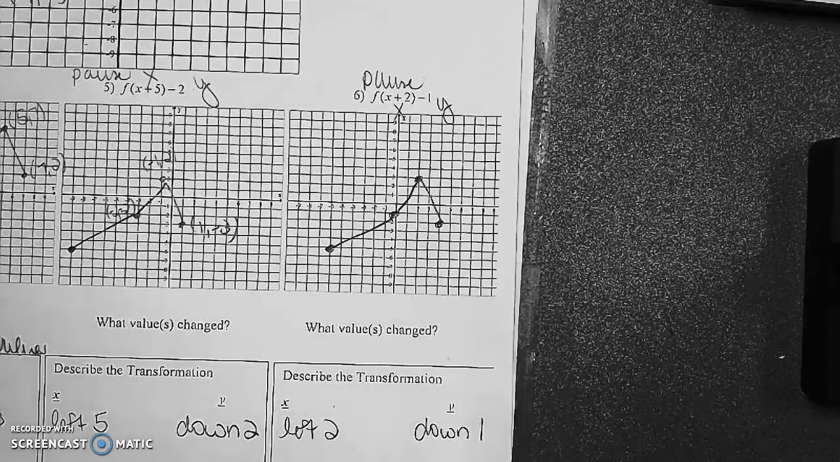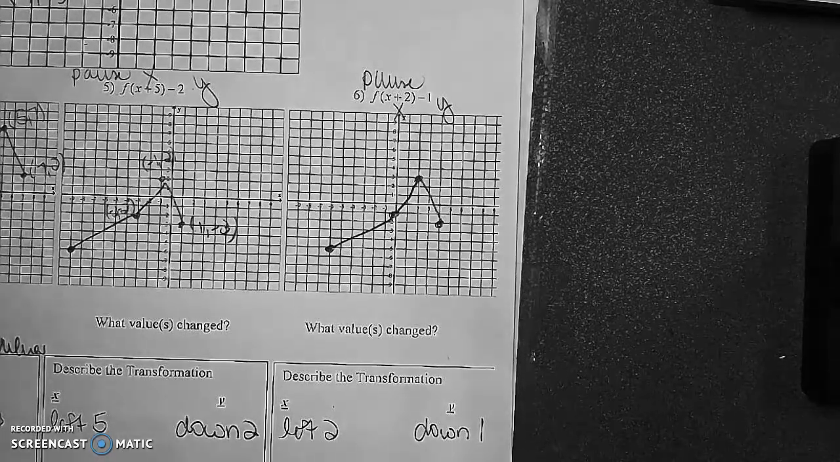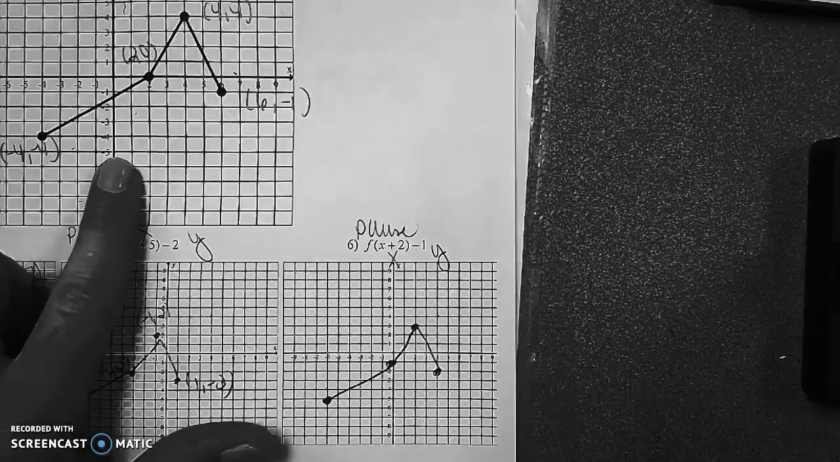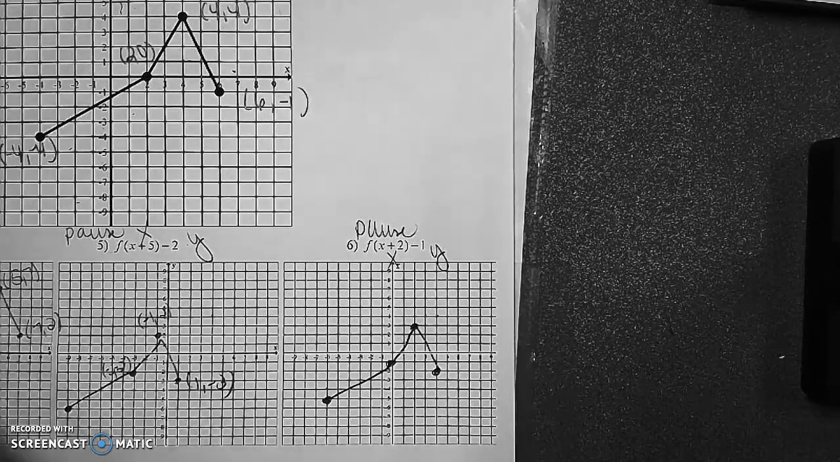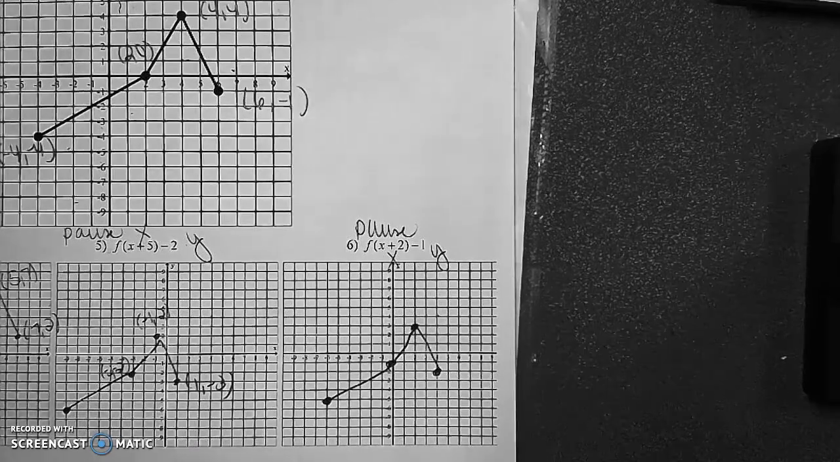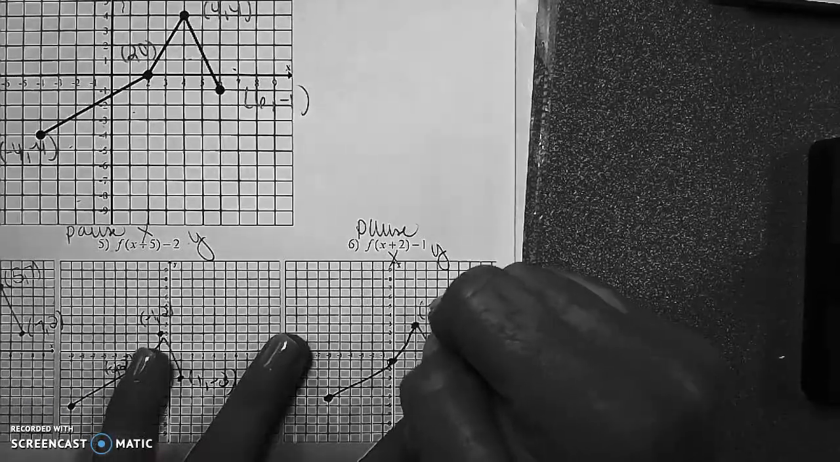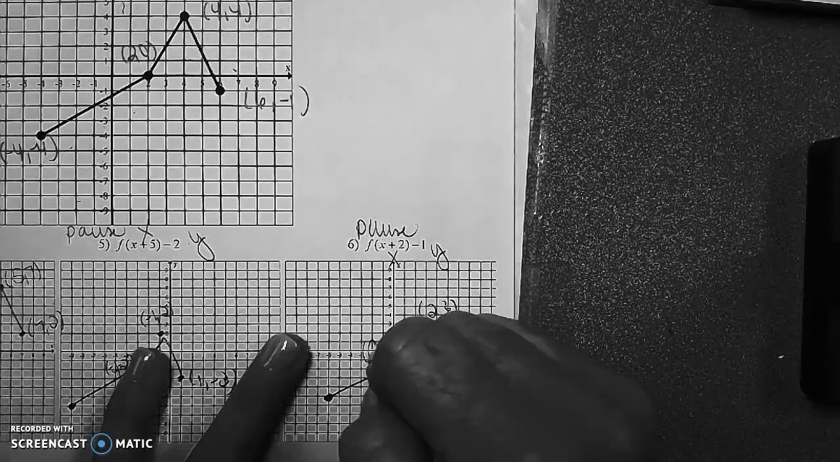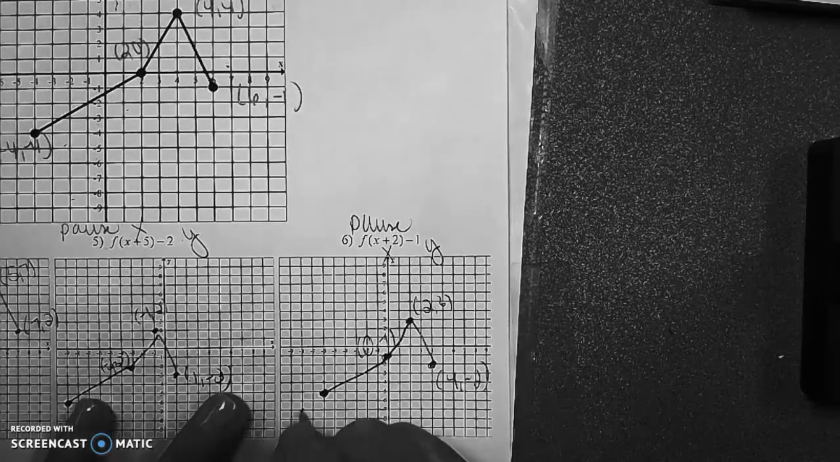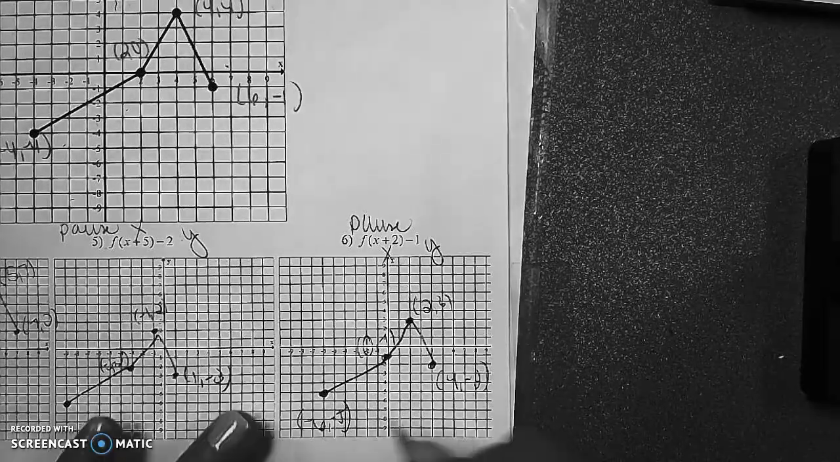Okay, let's check it really quickly. Did the shape change? Nope, the shape is the same shape as the parent function. Does it look like we went left and down? And yes, it does. And I would go back really quickly and write down the ordered pairs that these have become. That makes it really easy for your teacher to check your work as well.